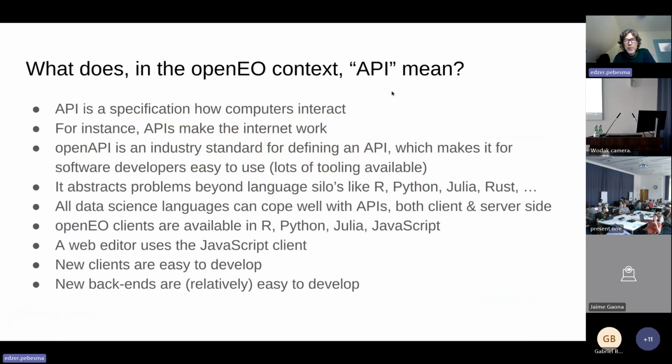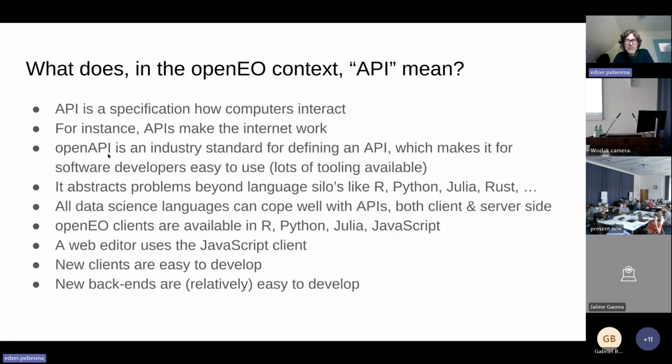In the context of openEO, what does API mean? I'm not going into detail on that. In the summer school last year I did a little intro where I had everyone write their first API, basically a REST API, to take off the magic of it, because there really is no magic. It's just computers talking to each other. It's a specification, basically how the internet works. Everything works over APIs. Anything we do now works through APIs, clients and servers and so on.